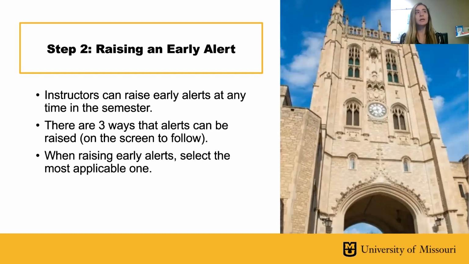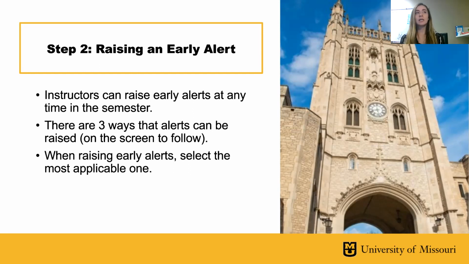For part 2, the next step is for the instructor to raise an early alert based on the behavior that the student is exhibiting, whether negative, positive, any of those options. So an instructor can raise an early alert at any point in the semester. We have progress surveys at the 4 and 8 week mark, which are actually coming up pretty soon, believe it or not. At the same time, instructors can raise an early alert at any point in the semester, even outside of those progress survey weeks. There are 3 ways that alerts can be raised, and we'll talk about that in the next screen.